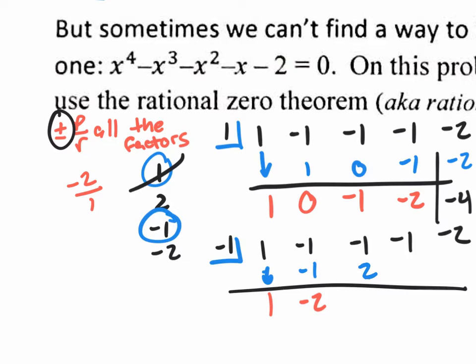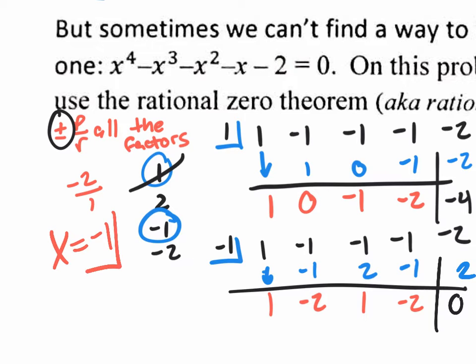As you go down, you combine. Negative 1 and 2 is 1. As you go up, you multiply. Negative 1 times 1 is negative 1. As you go down, you combine. That's a negative 2. As you go up, you multiply. That's positive 2. And finally, we found an answer because the remainder is 0. So what could we say? Guys, x equals negative 1. We got it. Oh, we have one of them.